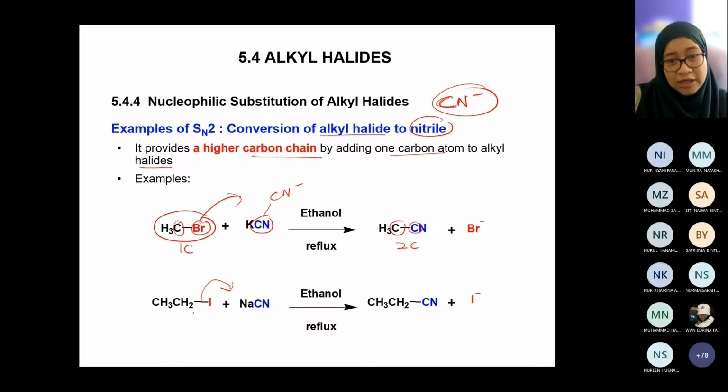To the molecule. Okay, so initially we have only 2 carbon. Now they become 1, 2, 3. So we have 3 carbons.